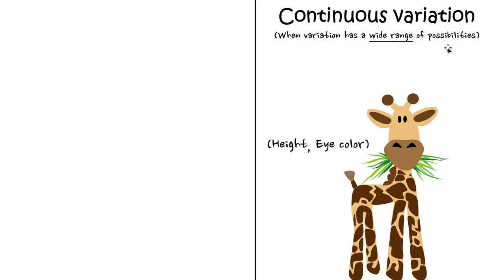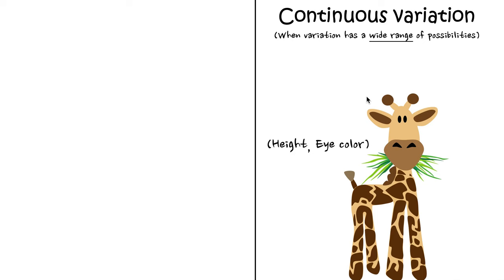Traits that have continuous variation, okay? Continuous meaning there's no specific yes or no answer. That's what continuous means. There's infinite possibilities. This is when the variation has a wide range of possibilities, so there's no specific value. For example, height. You can be 185 centimeters in height. You can be 185.1 centimeters. You can be 2 meters, 150, 140. There's absolutely infinite possibilities. This is called continuous variation.